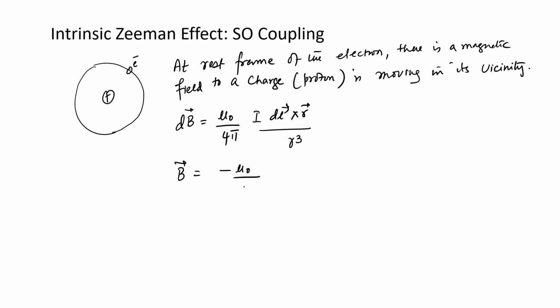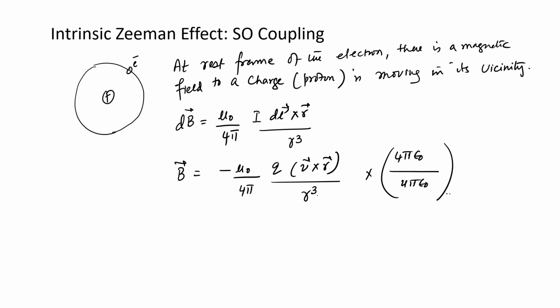So, this is equal to minus mu 0 by 4 pi, and we have this charge, this is equal to q v cross r, and this is divided by r cube. And what you do is that you can multiply and divide by 4 pi epsilon 0. Okay. And so, why we have used a negative sign is that your I dl by definition is equal to minus q v, because of the current flowing and the direction, when you multiply it by the charge, where q is the electronic charge.